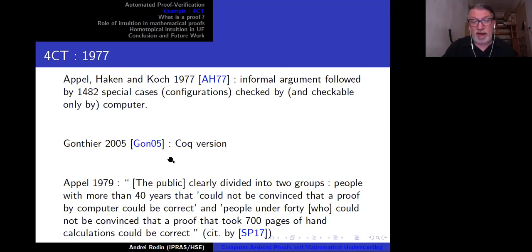And then it provoked a lot of discussion whether or not such a proof really qualifies as a proof. And I found this funny evidence by Appel, who presented it publicly somewhere in '79. He says that the public, people older than 40, couldn't believe that a handwritten proof of 700 pages can be correct, and people older than 40 couldn't believe that a computer proof would be correct. And that's funny, because that was already long ago, like 40 years ago, right? But still, this sociological observation, I think, remains almost stable.